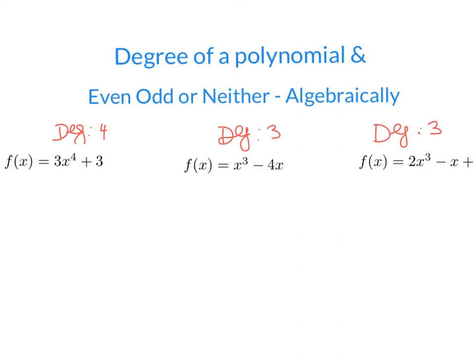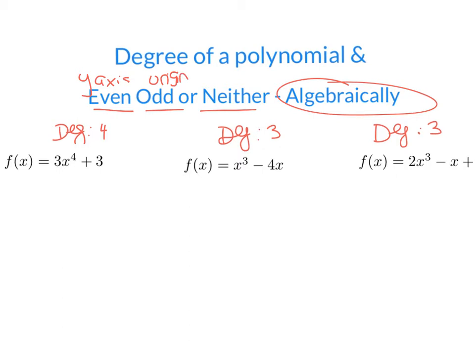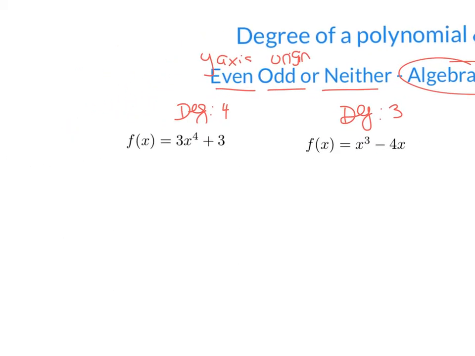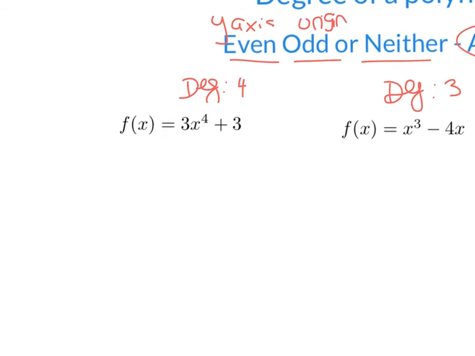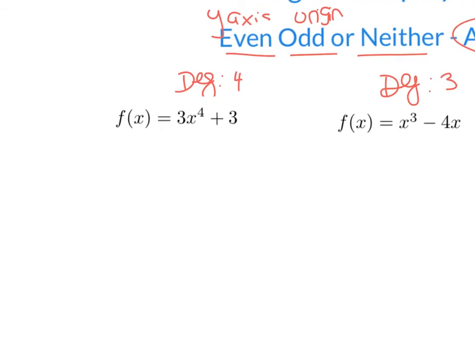And this is good to know because we're going to analyze whether the function is even, odd, or neither algebraically. Now we've done it graphically. Remember, even has symmetry over the y-axis, and odd has symmetry over the origin. But there's a way to do it algebraically, and the way that we do it algebraically is we substitute negative x into the polynomial.